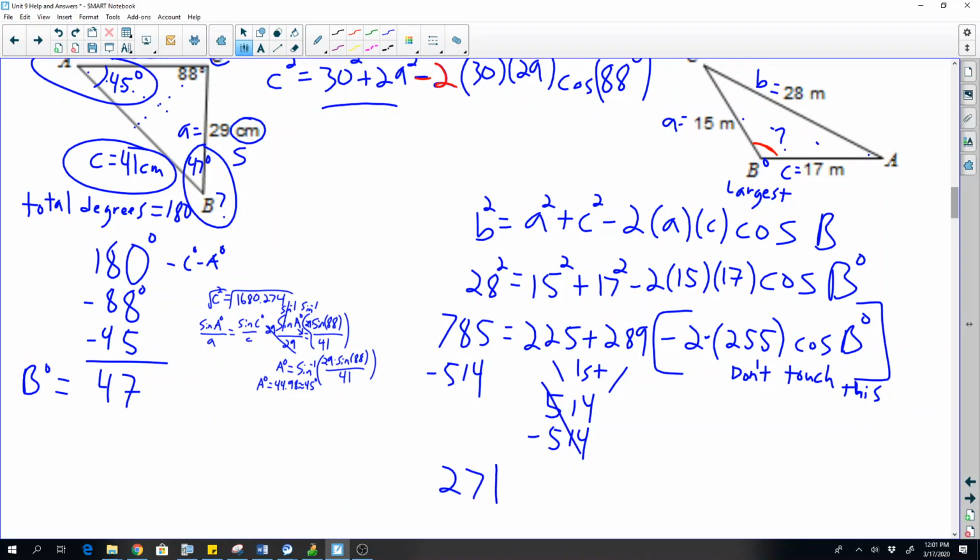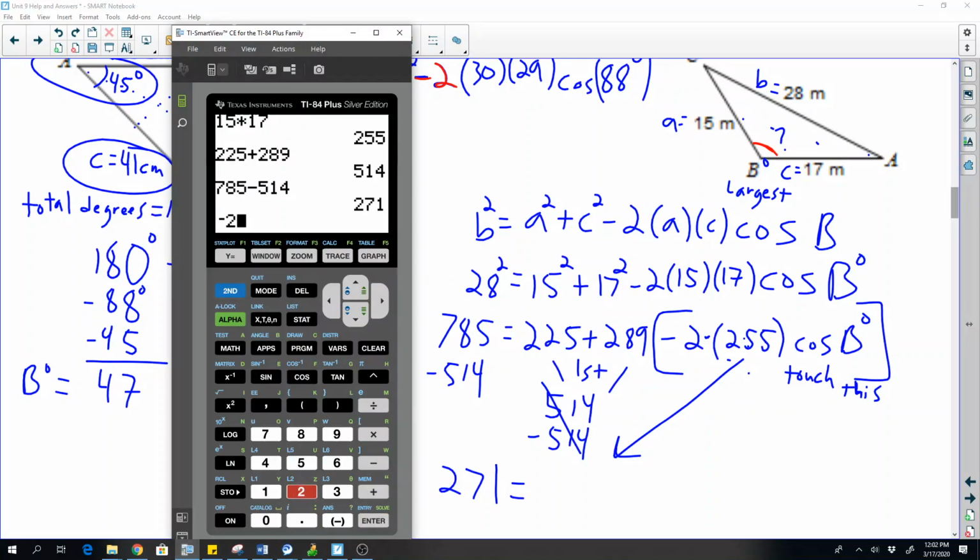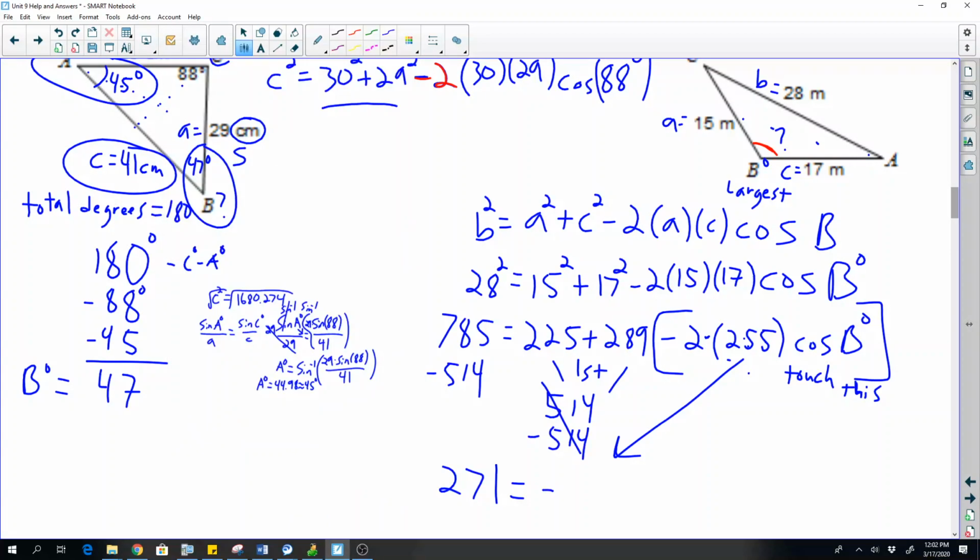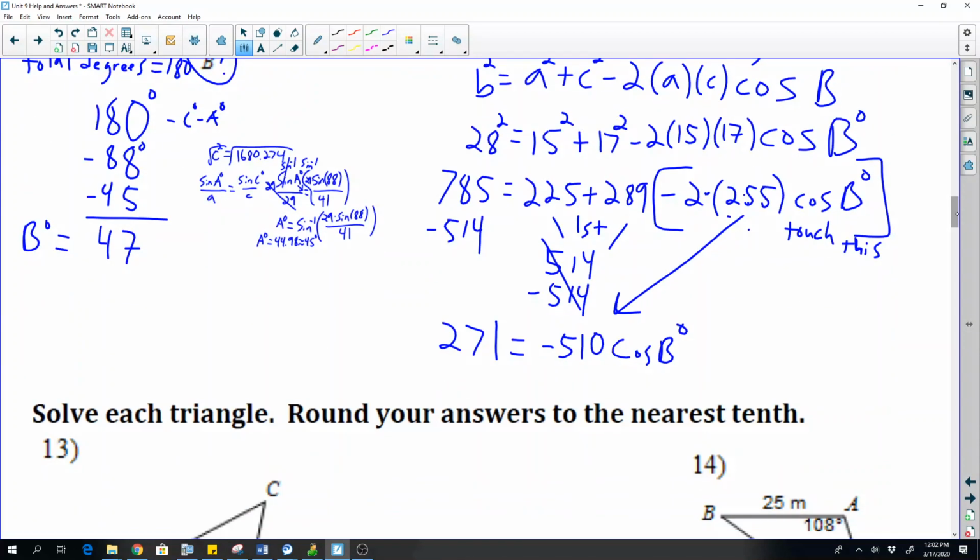So this went away, and now we can touch this. So now we're going to go ahead and bring this down. Equals. And so now we can do the minus 2 times the 255. So minus 2 times 255 is negative 510. A lot of steps on this one. Sorry about that. And then cosine of angle B that we're still trying to solve for. Okay, so now we're nearly there. So now we just got to go ahead and divide, right? Because right now they're being multiplied.